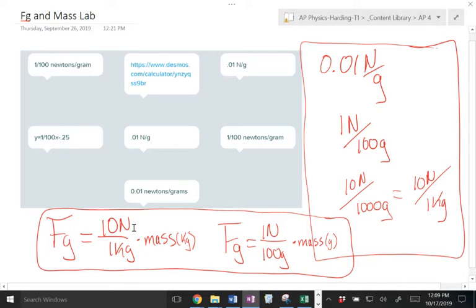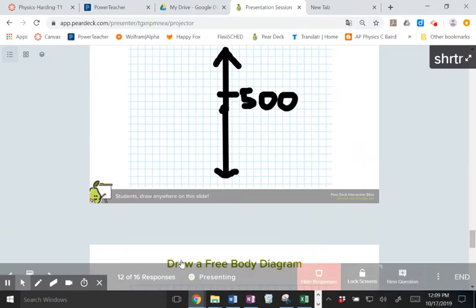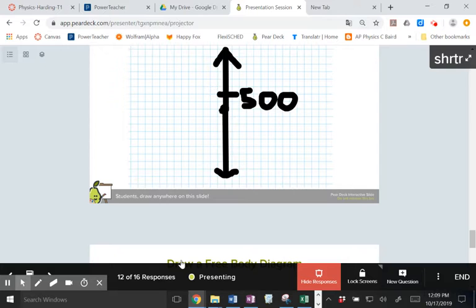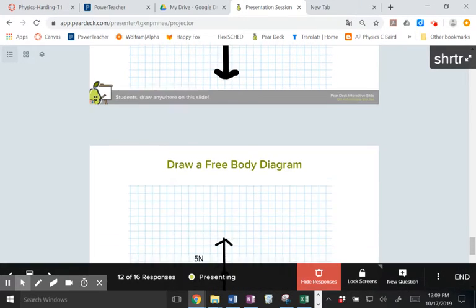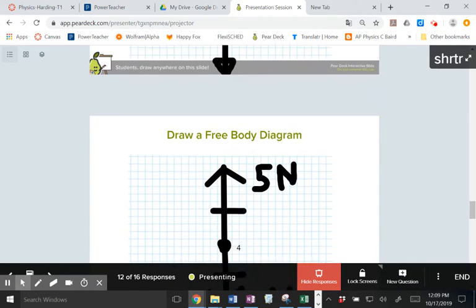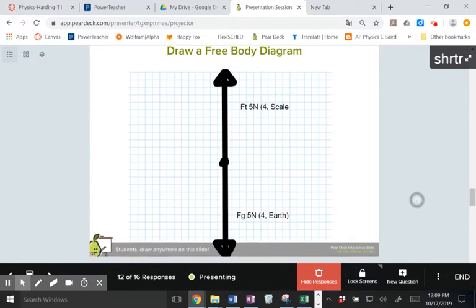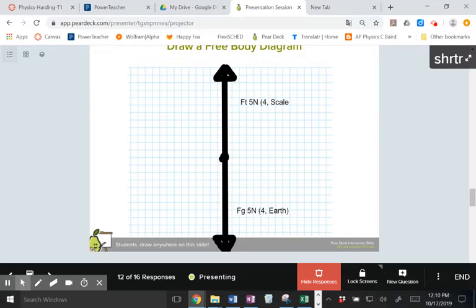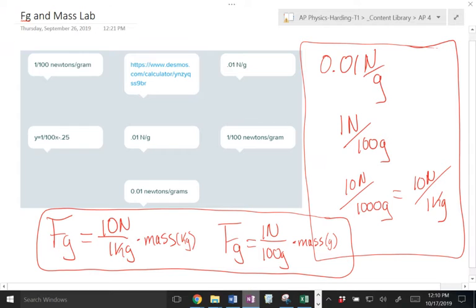So, long story short, 10 newtons per kilogram, 1 newton per 100 grams. How many grams are these? 500 grams. So the force there would be 5 newtons, okay? 5 newtons. We've got F 4,scale. We've got F 4,earth, all right?